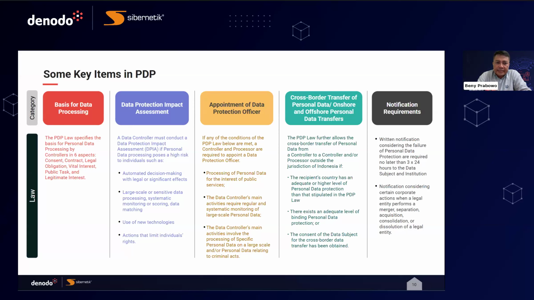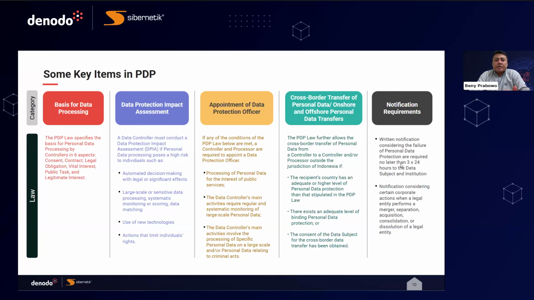Next is the data protection impact assessment, or DPIA. This is mandatory when data processing may pose high risk to individuals, for example, in cases involving automated decision making, large-scale monitoring, or use of new technology that could affect people's rights. And then we have a requirement to appoint a data protection officer. This applies when personal data is being processed for public services, when there is regular or large-scale monitoring, or when an organization processes sensitive data, like health or criminal records, on a large scale.